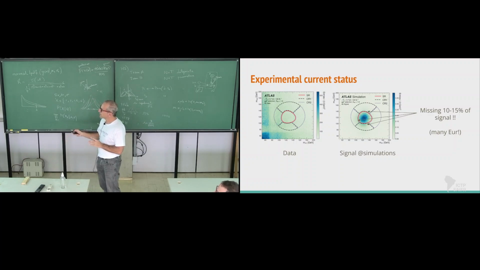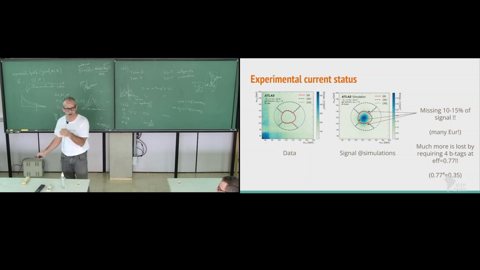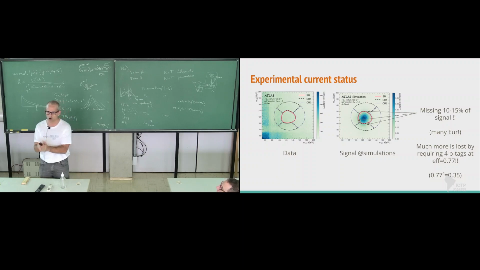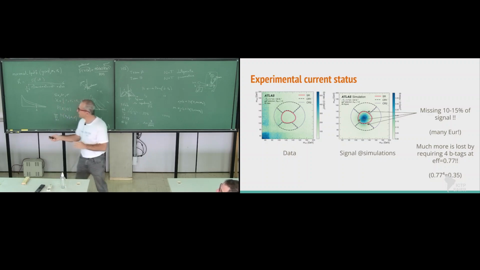But the more important thing, they use a B tag of 0.77 because they need to suppress all the QCD background because of S over the square root of B. Okay? But here, the probability of having 4 b-tags is 0.77 to the fourth, about 0.35, so you are missing 65% of the events. 10 million euros, 10 billion euros.